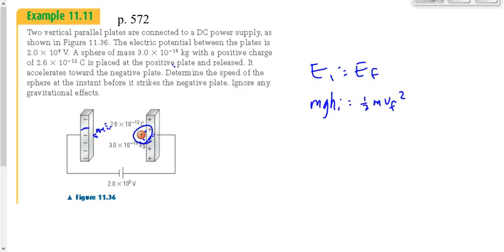Now, what are we going to do with this? Well, let's make a little substitution here. What are we going to replace MGH with? How come QV or VQ, as somebody said? Because we're not talking about gravity. We're just visualizing it that way, right? This has got electric potential energy. What do we want to find here? V? Yeah.